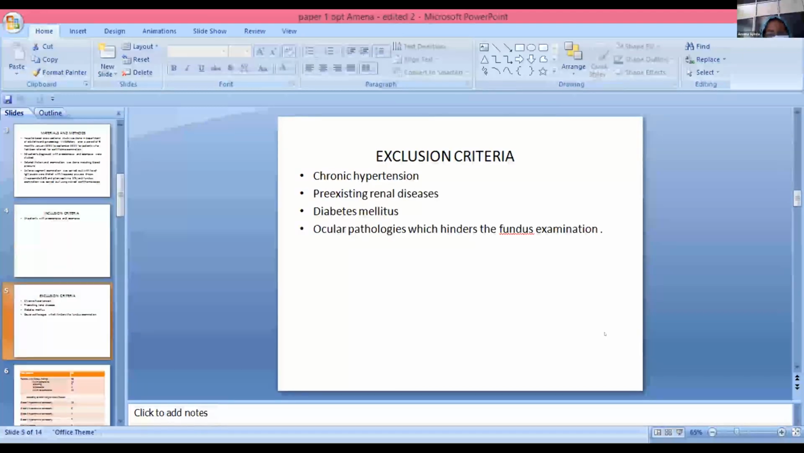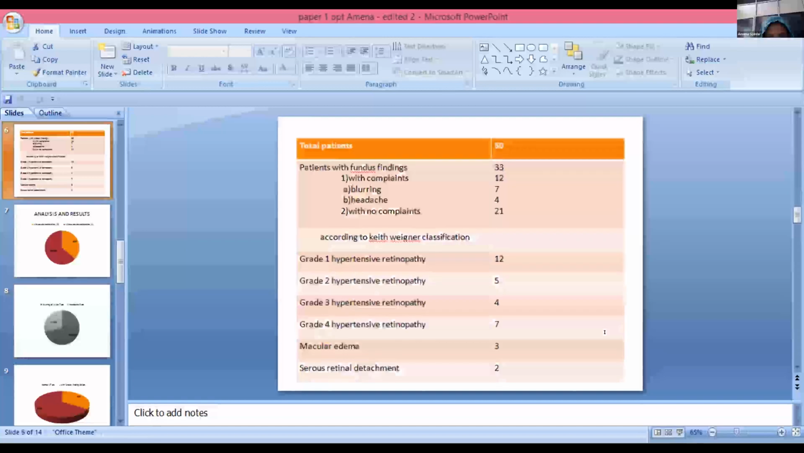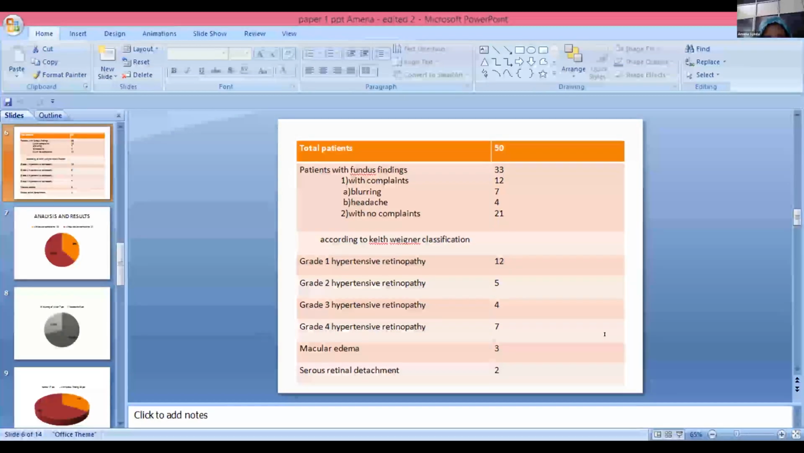Exclusion criteria were chronic hypertensive patients, pre-existing renal diseases, diabetes mellitus, and ocular pathologies which hinder the fundus examination, that is cataract or any opacities in the cornea. Coming to the total patients, we have selected 50. In that, 7 patients presented with blurring of vision and 4 patients presented with headache, and patients with no complaints were 21.